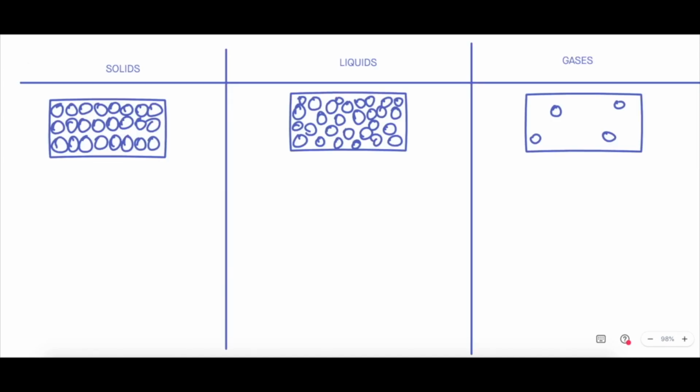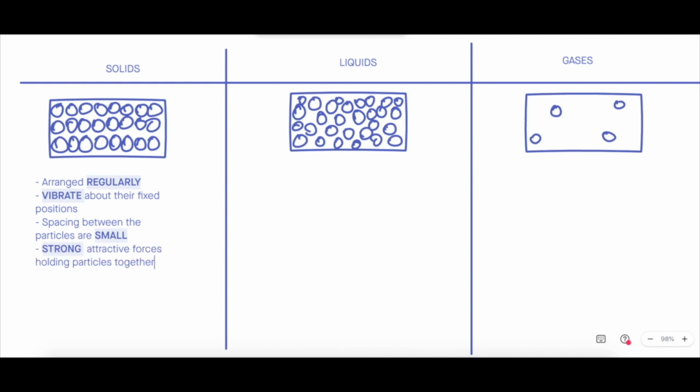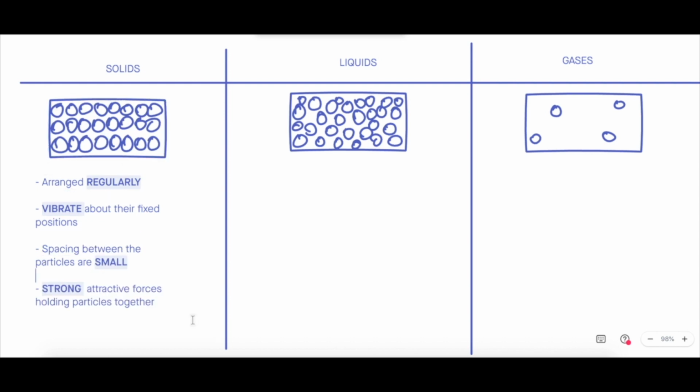Okay, so these three diagrams show you how the particles in each of these states look. So things you can say for solid. Particles in a solid are arranged regularly. They vibrate about their fixed positions. The spacing between the particles is small, and there are strong attractive forces holding the particles together. So let me just space these out a bit more. And if you increase the temperature of a solid, the vibration within the solid increases.